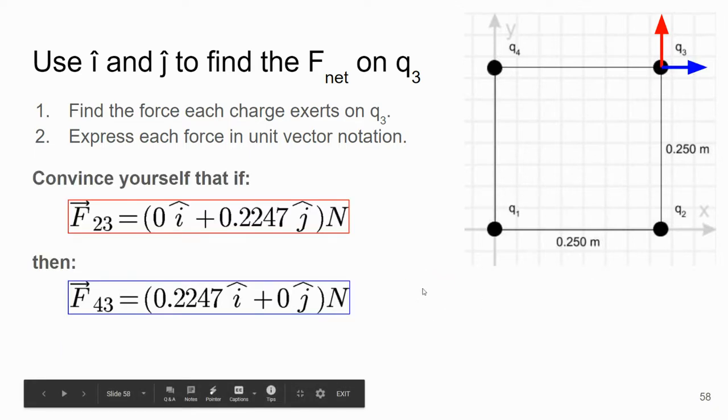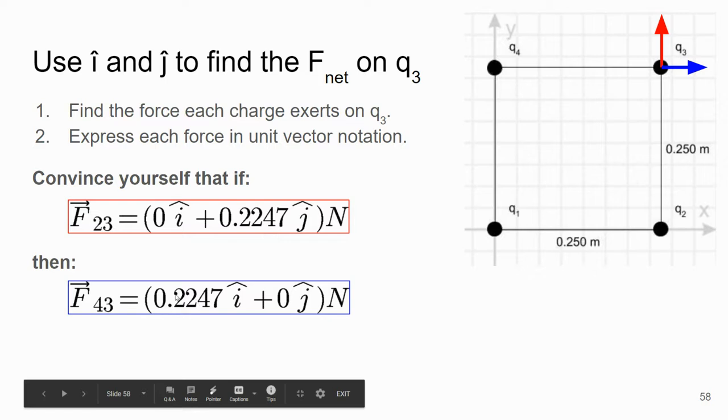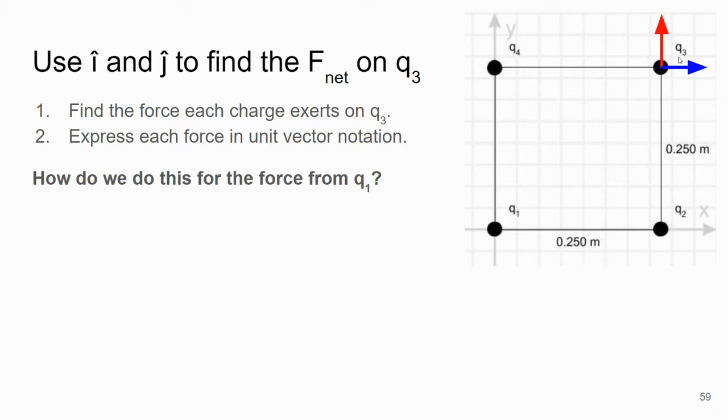So convince yourself, if we're going to figure out the force from Q4 on Q3, it's going to be the same magnitude of force. It's the same amount of charge, the same distance away, just in a different direction. And if these are both positive charges, which they are, Q4 is going to push Q3 to the right. So when you write it in unit vector notation, you get this one. So we've done Q2 and Q4. Now to do Q1. Q1 is the tricky one, because look, it's going to be pushing up and at an angle.